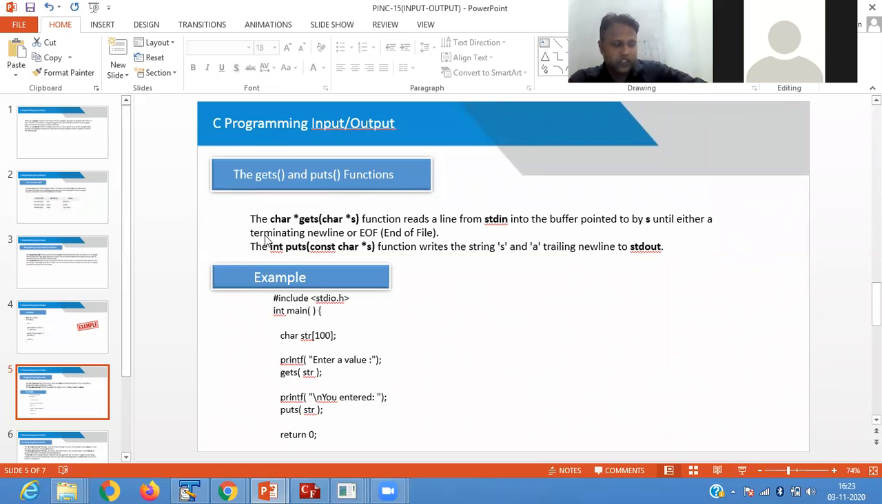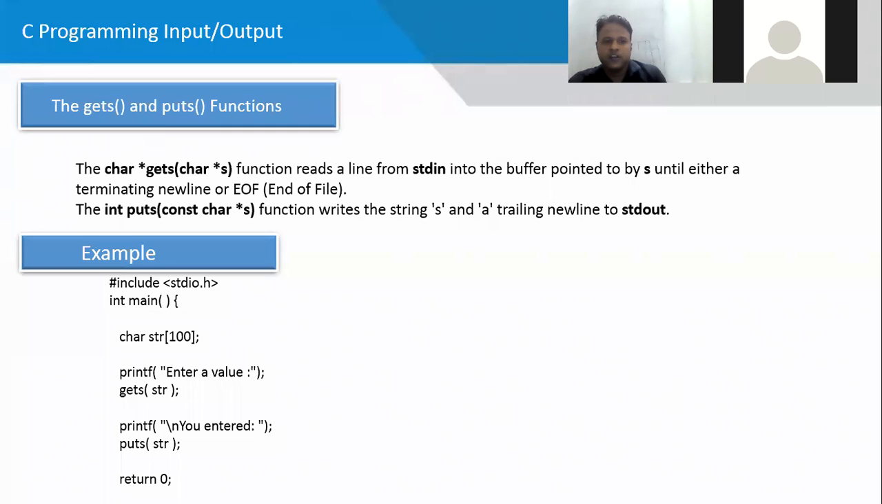Next we are using the gets and puts functions. The gets function reads a line from stdin into the buffer until either the terminating newline or the end of file. EOF means end of file.